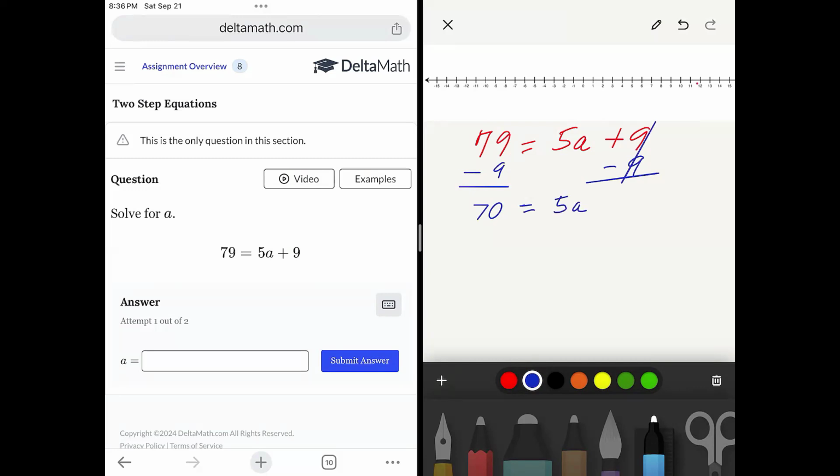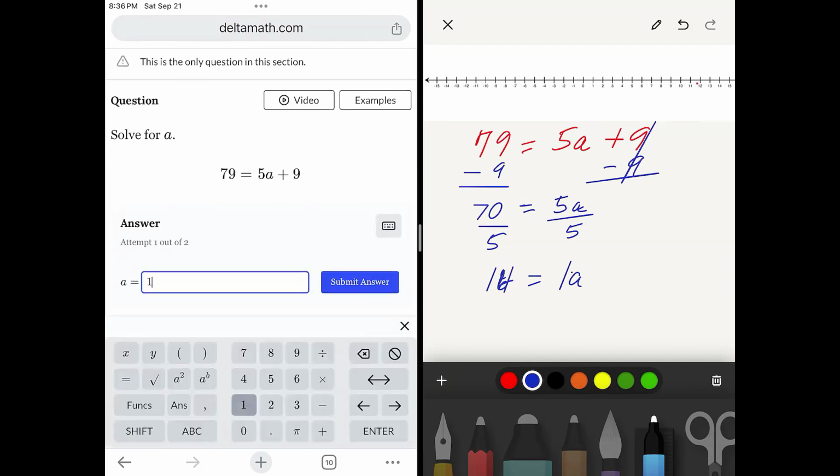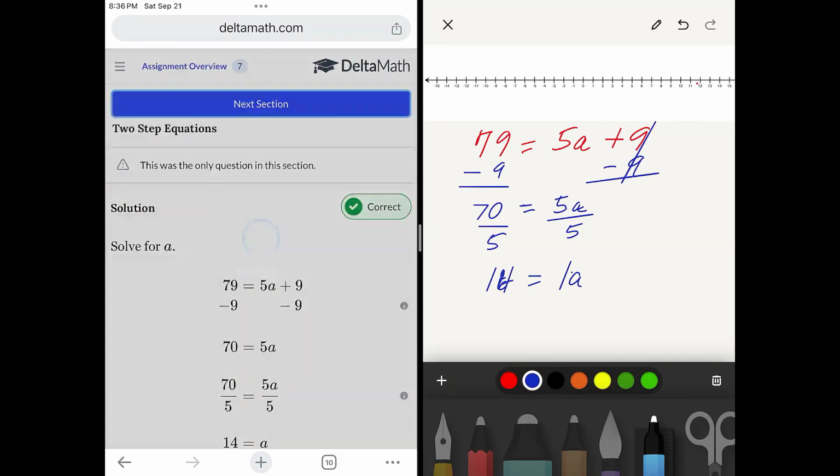Now, 5 times A. The opposite of multiplying by 5 is dividing by 5, so I've got to do that to both sides. So I'm going to have 1A equals 70 divided by 5 is 16, I believe. Is that right? Or is it 14? It's 14, sorry. So this is going to be 14. It says 14, submit it. And it says, very nice, even though I struggled a little bit with that. All right.